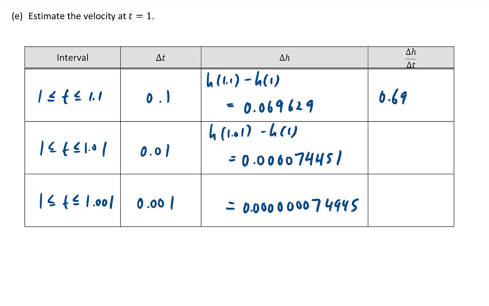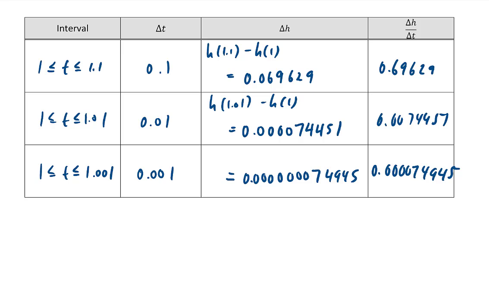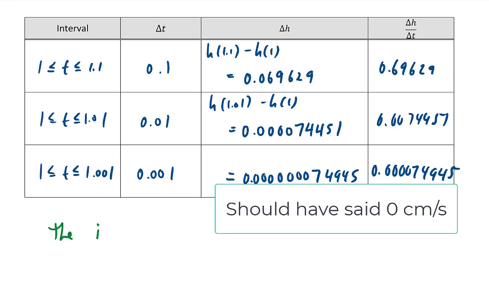If we take the delta h and divide it by delta t, for our first interval, we end up with 69629. Then we end up with 0.0074451. And then we end up with 0.000744945. And you can see that the delta h over delta t is starting to approach the number 0. So at t equals 1, our instantaneous velocity is 0.